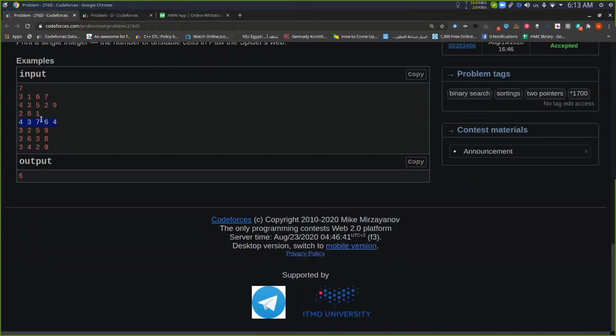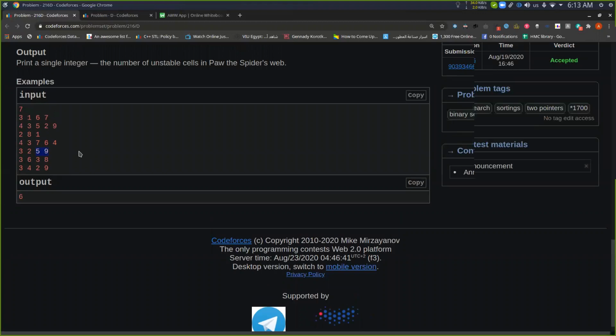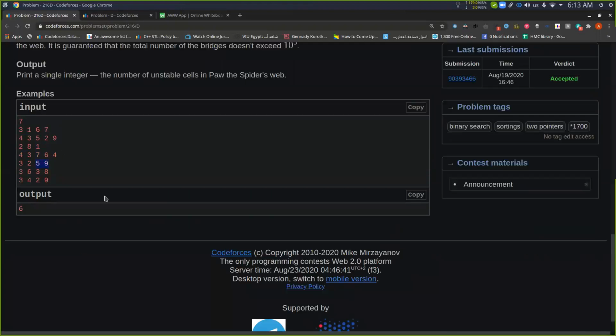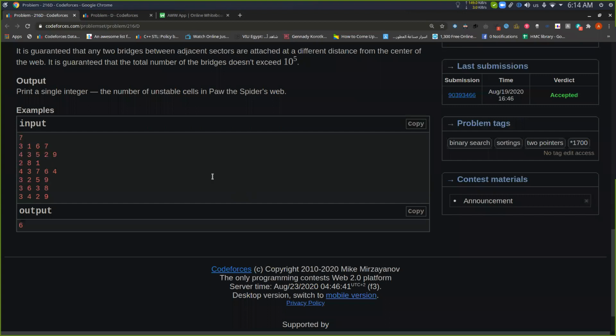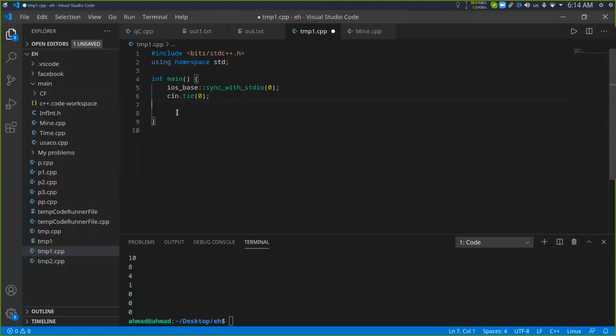So we have two bridges here on the left side, and on the right side we have 6 and 8, also two bridges. So this cell is stable, right? So that's it. It's actually a matter of implementation. We want to pass through every cell, and then with two pointers, we'll look at the previous sector and the sector after it, and count the number of bridges intersecting this cell. Okay, let's implement that and see how we could make it.